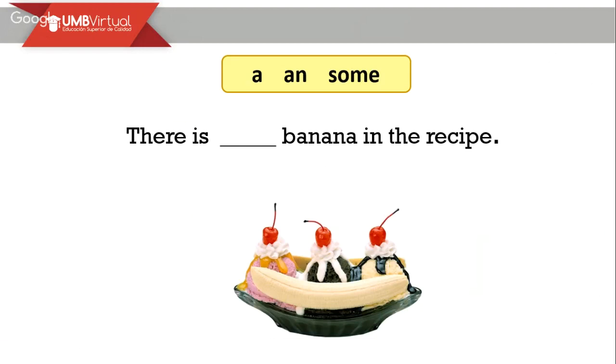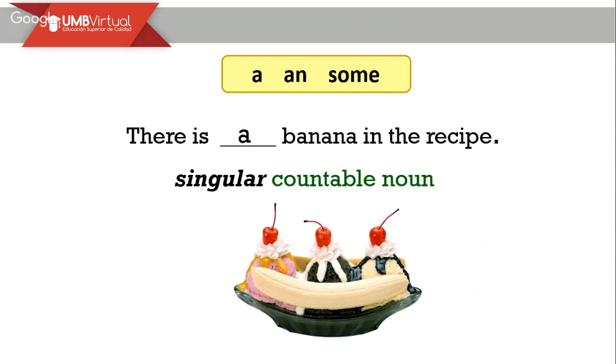Now you can see in this picture a beautiful and a delicious banana split. Do you like it? I love it. So, a, an, or some. ¿Qué opción piensan ustedes que es la correcta? A, an, or the third one? There is a banana in the recipe. Si hacemos referencia como tal a toda la banana split, like the plate, the dish, we could say a different sentence. Pero en este caso solo nos referimos al banano. ¿Cuántos hay? Only one. There is only one. So there is a banana.